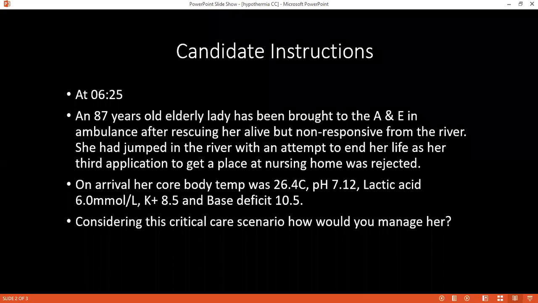Okay, can you please tell me, if you don't manage the patient on time, what are the complications that can occur because of hypothermia? There are many complications regarding the cardiovascular system. There may be arrhythmia and cardiomyopathy, and a prolonged QT interval.